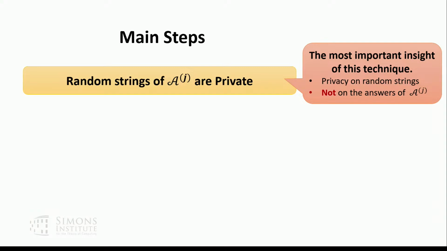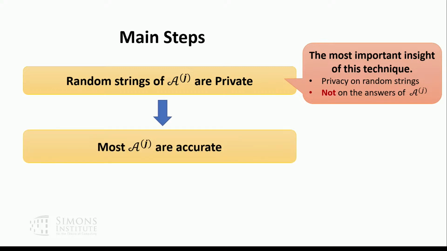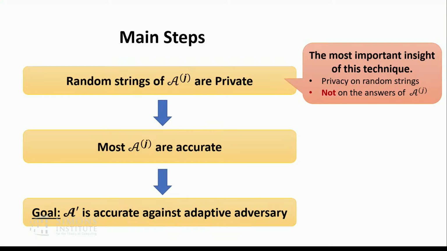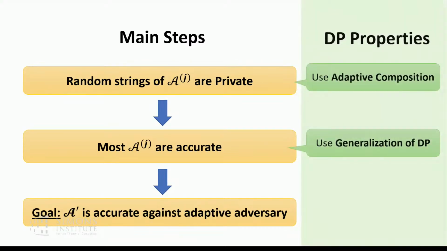Once you get that your random string is private, then we can show that most of the copies are accurate. And once you know that most of the copies are accurate, then because you return the median of these copies, your A' must be accurate. For each step, I will tell you how we apply differential privacy properties, one is adaptive composition, another is generalization. These are the two cool things that I think are good to know.